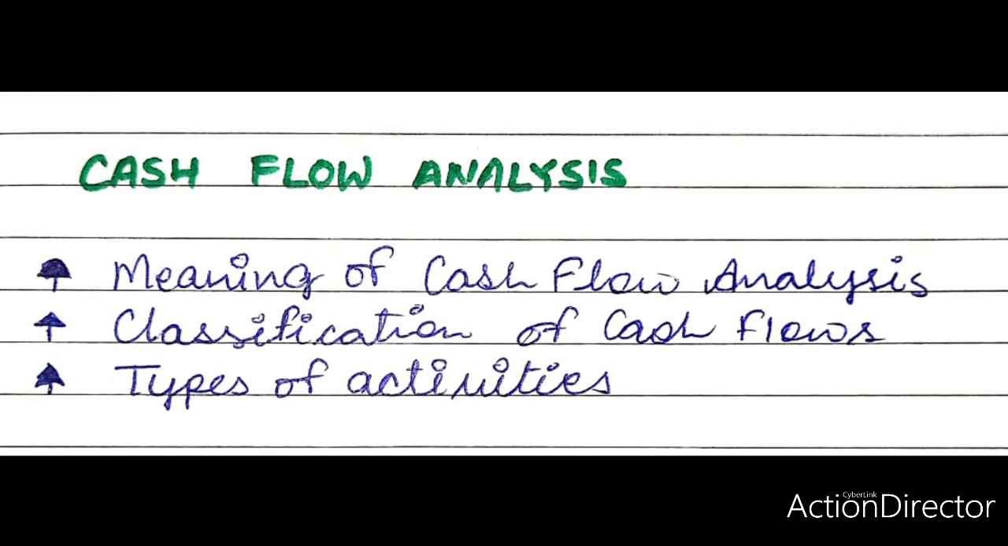Sometimes a single transaction may include cash flows that are classified differently. For example, when the installment paid in respect of a fixed asset purchased on installment payment system includes both interest and loan, in this case, the interest element is classified under financing activities and the loan element is classified under investing activities.